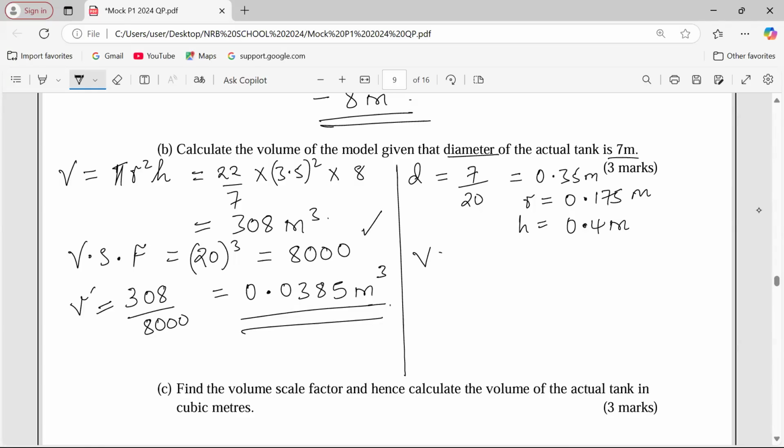So the volume can be gotten directly now. Pi r squared times height.